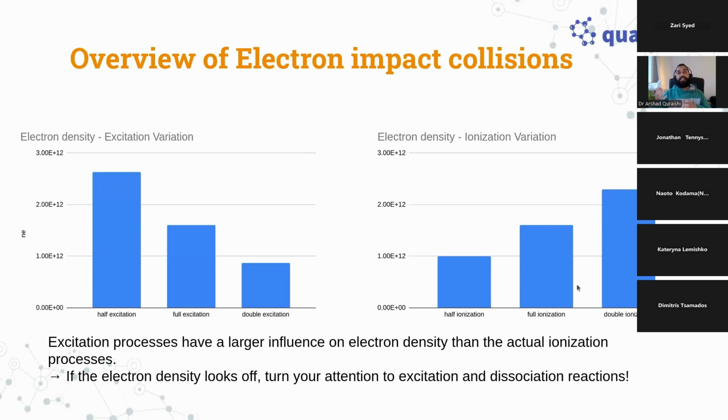So basically, excitation events have a larger influence on the electron density than the actual ionization process, because of the way the energy is distributed or consumed in the plasma. So when an electron collides with heavy particles, it can lead to excitation or it can lead to ionization.